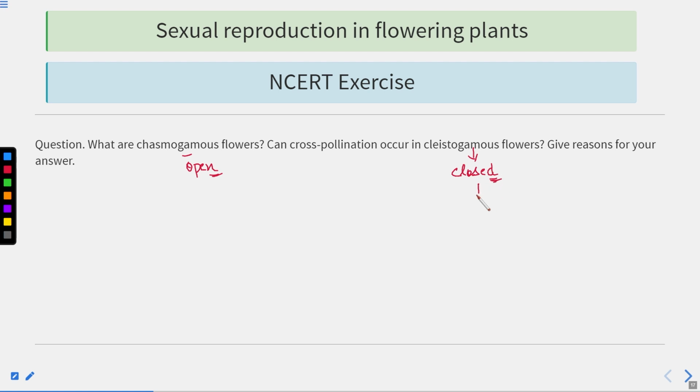Clear? So in cleistogamous flowers, this will promote self-pollination, because these flowers are closed. So this is also a kind of adaptation to produce seeds, especially in areas where pollinating agents are absent. So the flowers remain closed and they undergo self-pollination. Whereas chasmogamous flowers are open. The anthers and the stigma are exposed to the external environment, so they will undergo cross-pollination.